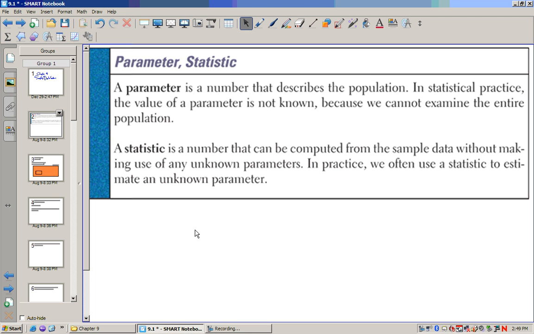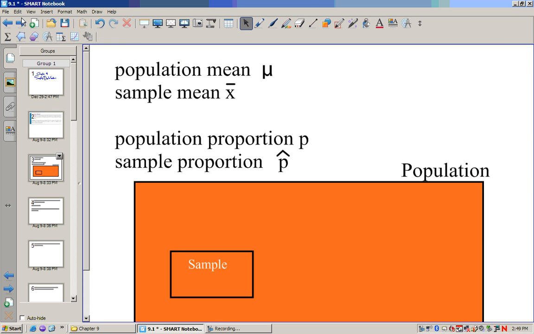A statistic is a number that can be computed from sample data without making any use of unknown parameters. In practice, we often use a statistic to estimate an unknown parameter. So we can find 200 randomly chosen males, find their height, and take the mean of that. And that is a good prediction of the parameter, which is the mean height of men, what we would be looking for.